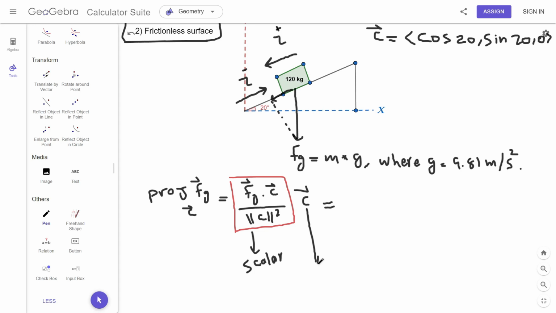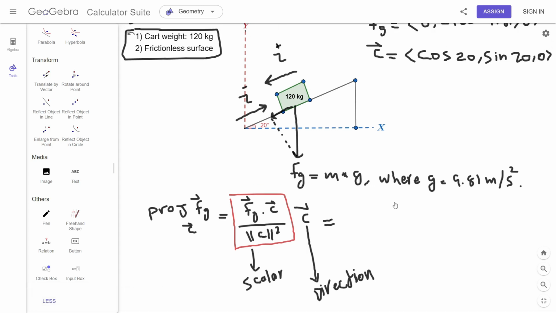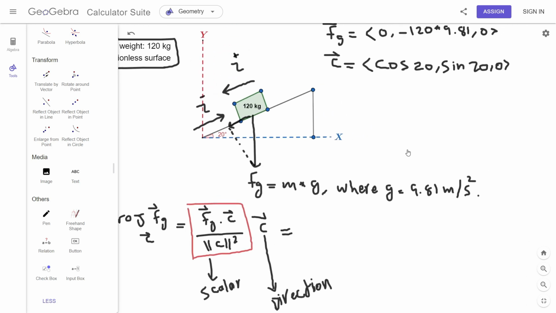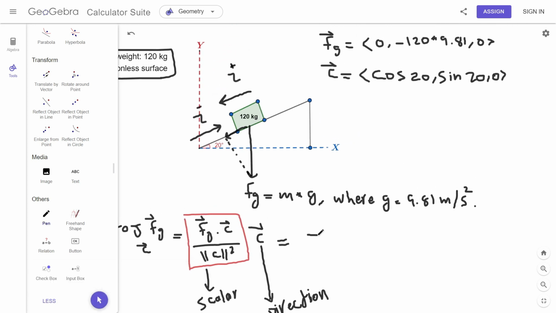The vector c represents the direction of the incline, but as discussed previously, we are only concerned with its magnitude, not its direction. Let's calculate the final result. Since the x and z components of the gravitational force are 0, the dot product simplifies to the product of the y component of the gravitational force and the y component of the incline vector. This component is equal to minus 120 multiplied by the acceleration due to gravity, which is approximately 9.81 meters per second squared, multiplied by the sine of the angle theta.